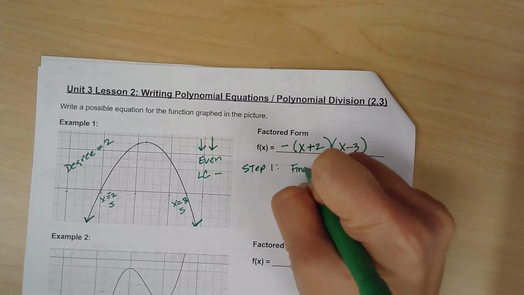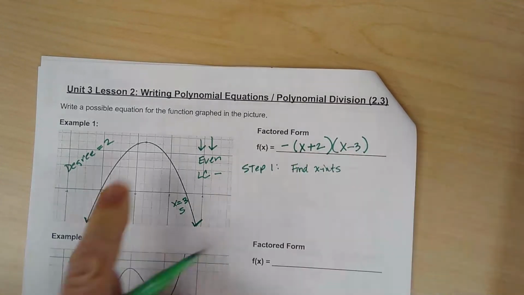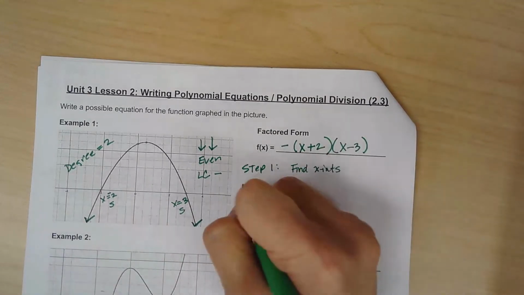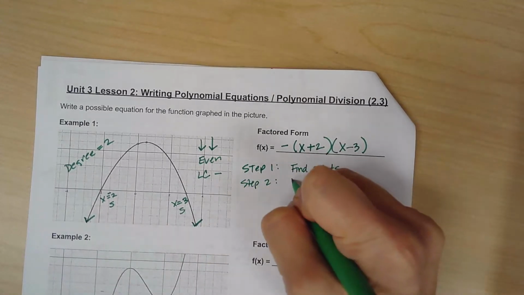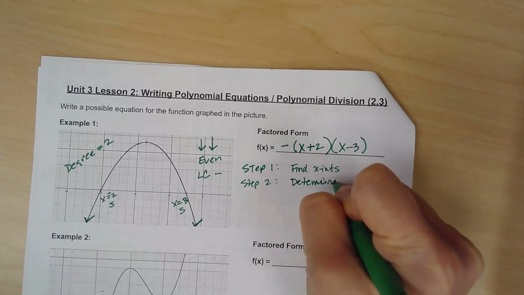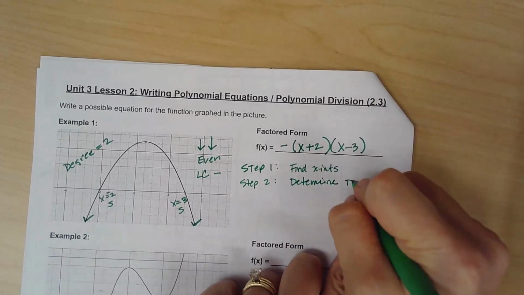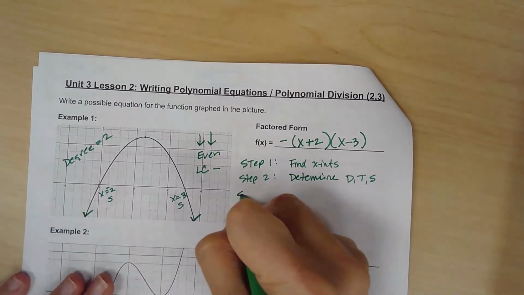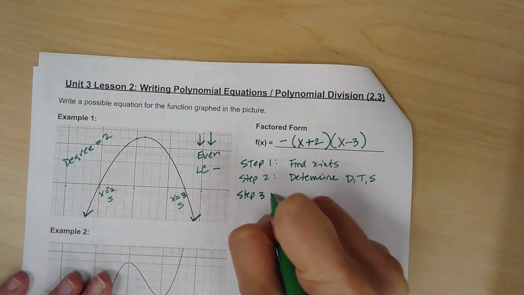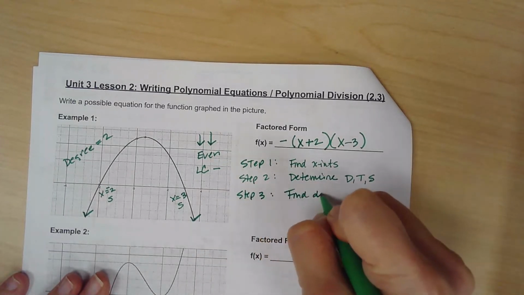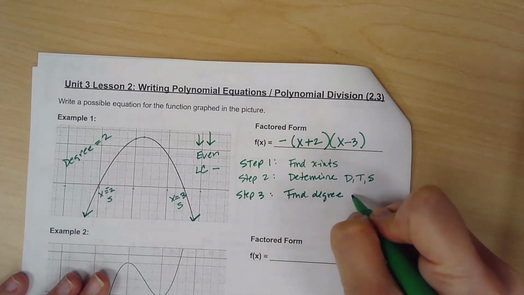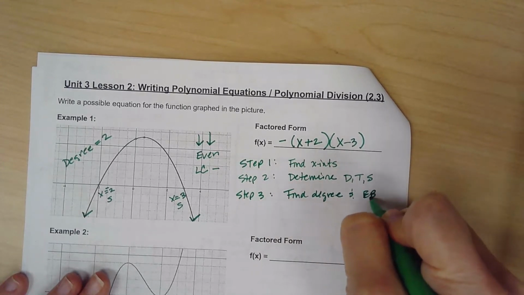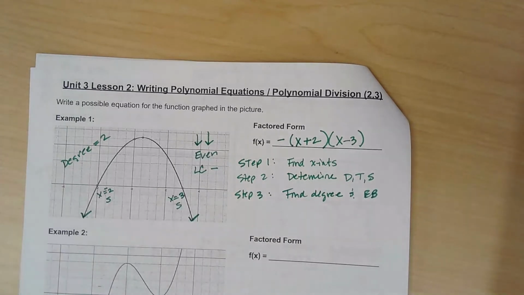So the steps here, in case you like to follow along with specific steps: I want you to find the x-intercepts of your graph. That's what I did first, I labeled my x-intercepts. Then step 2, I would determine any doubles, triples, or singles. I'm just going to abbreviate double, triple, single. You don't have to abbreviate if you don't want to. And then step 3, I would find the degree, and you do that by looking at the zeros, right? And the end behavior, because the end behavior will tell you if the leading coefficient's positive or negative. So those were the steps I took to figure out this particular problem.